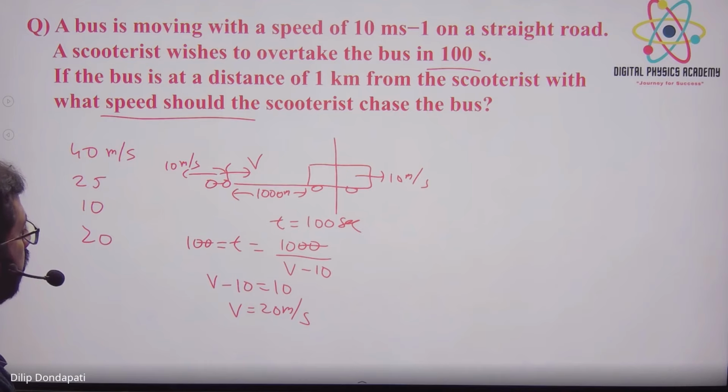Try it a different way. Yeah, what tell me? Sir, first I calculated, like I did 10 into 100 as 1000 to find the bus. So it's okay. 1000 meters is how much the bus is traveling. So 1 kilometer away from the scooter as well as 1000 meters traveling. So total distance becomes 2000 meters. And I did 2000 by 100.